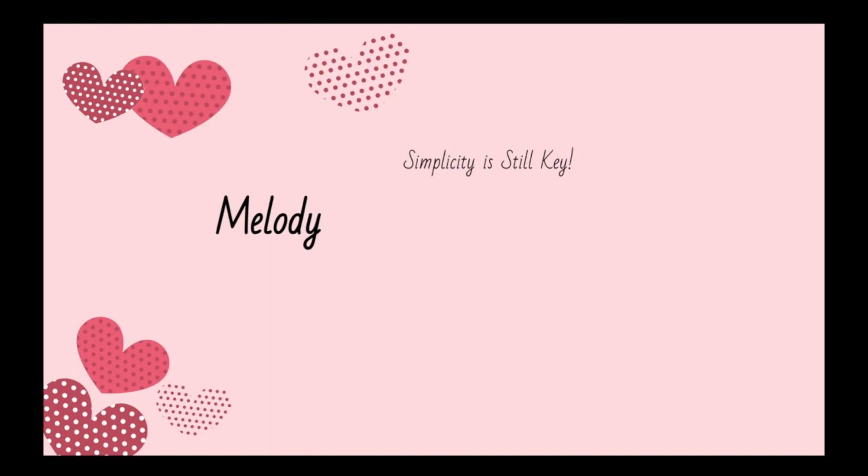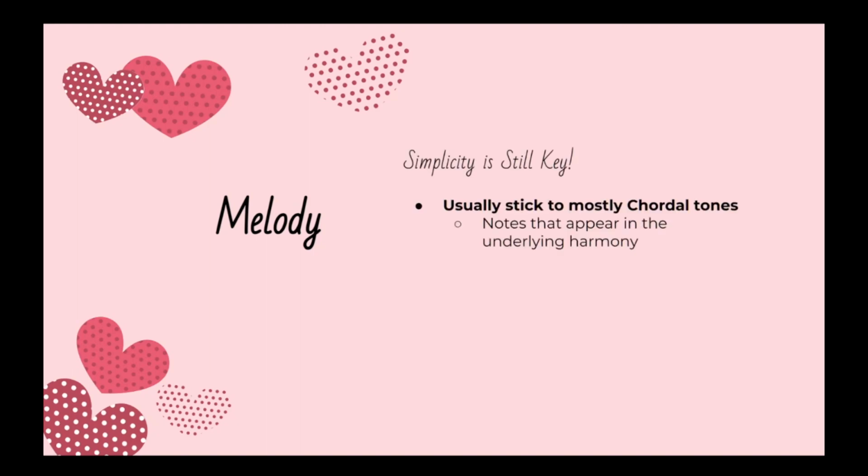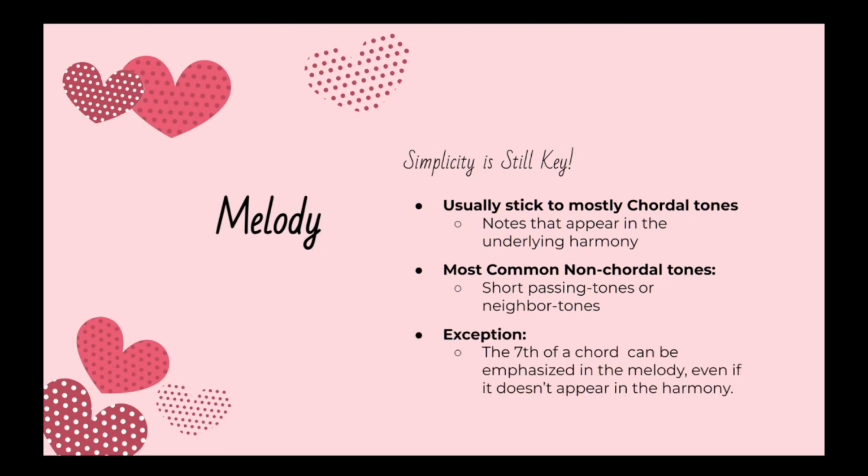Most love themes will stick to melodies that consist largely of chordal tones, or notes that appear in the chords below. Non-chordal tones are typically used a little more sparingly, and even then typically just as short passing tones or neighbor tones. The one exception is that the 7th of a chord can sometimes be emphasized in the melody even if it doesn't appear in the chord below.